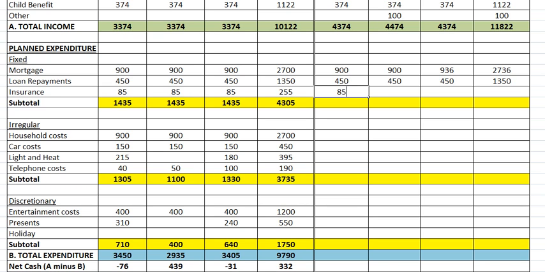So July, it's still 85. Then from the 1st of August, the new annual insurance premium will be €1,200. So it's an annual premium divided by 12 to get the monthly amount. So it's 100 per month, giving a total of 285. And we're going to add up the columns.